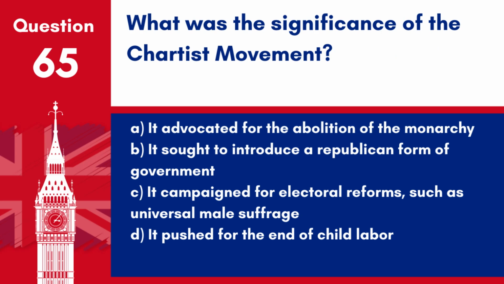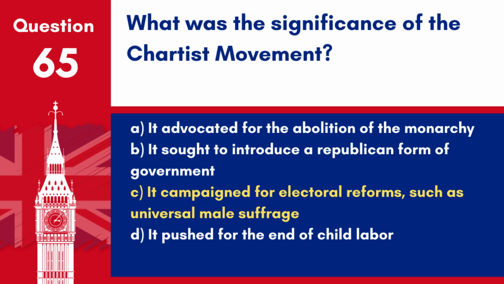Question 65. What was the significance of the Chartist movement? A. It advocated for the abolition of the monarchy. B. It sought to introduce a republican form of government. C. It campaigned for electoral reforms, such as universal male suffrage. D. It pushed for the end of child labor.